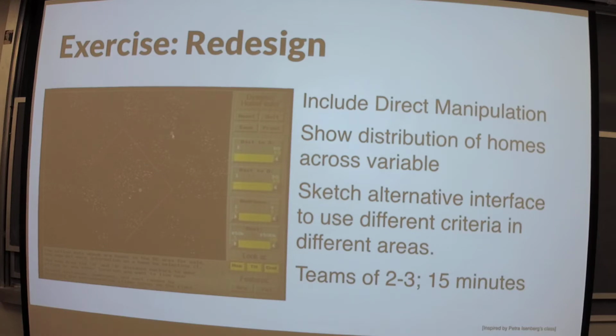Remember, here we use sliders, and I would like you to use direct manipulation instead. It should also show the distribution of homes across the variables. For example, how many homes have 3 bedrooms, how many have 2 bedrooms, and what is the price distribution and so on. Then also sketch an alternative interface that uses 2 different criteria. For example, I might be willing to drive 10 minutes more if I was to save $100,000. Something like that should also be possible with your interface.